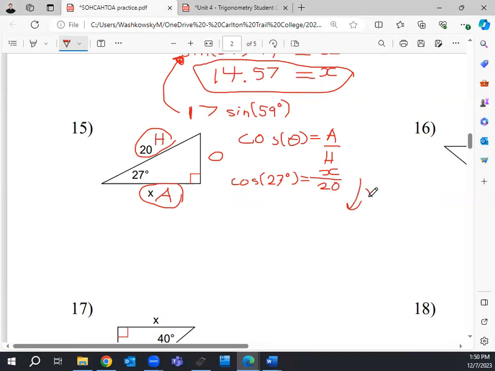So now what I have to do is get X by itself, which means I need to do the opposite of what's happening to it. X is being divided by 20, so I need to do the opposite, which is timesing by 20. And so what I'm eventually going to get is cos of 27 times 20 is equal to just x, because these two things cancel each other out. And then what actually is the answer for that? 17.8. So if you punch it in your calculator, you get 17.8.